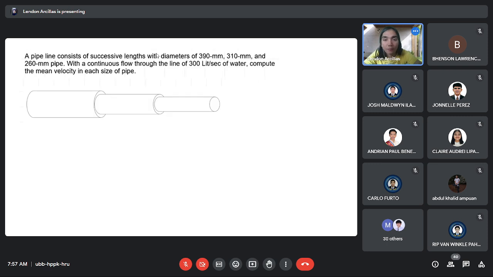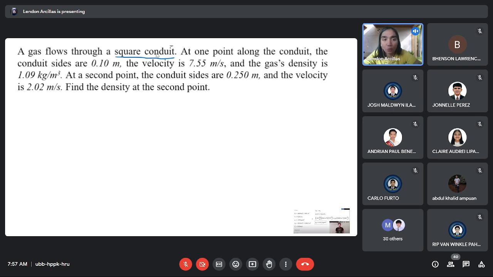And the velocity is 2.02 at that second point. Let's find the density of the second point. Well, let's draw it first para mas maintindihan. So, this is a square channel. So, this is not a circular pipe. Okay. So say for example, ito yung square conduit or square channel.